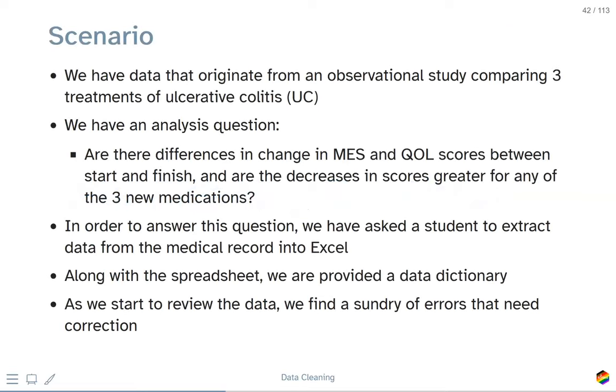So here's our scenario. We have data that originate from an observational study comparing three treatments of ulcerative colitis. And we have this analysis question here. Are there differences in change in MES and QOL scores between start and finish? And are the decreases in scores greater for any of the three new medications? In order to answer this question, we've asked the student to extract data from the medical record into Excel. Along with our spreadsheet of data, we're provided a data dictionary, which is great. And we start to review the data and we find a sundry of errors that need correction.